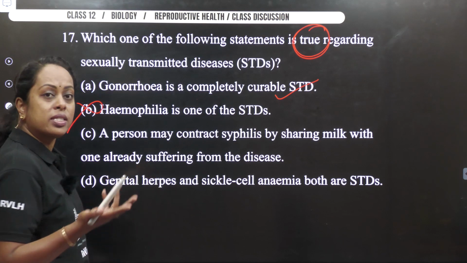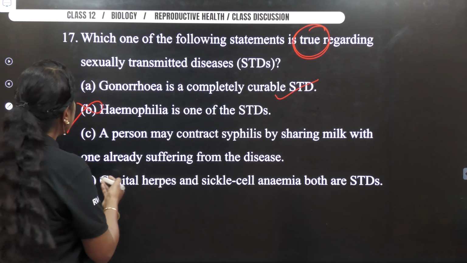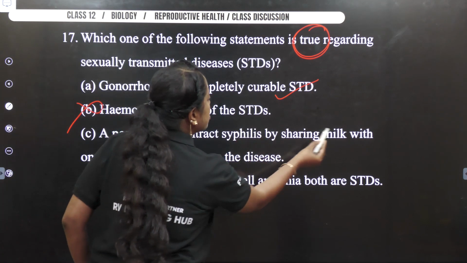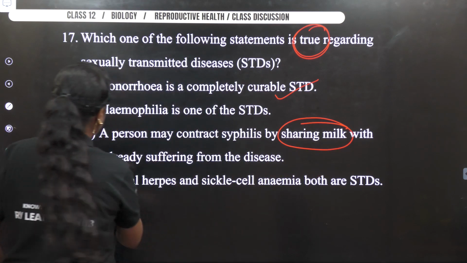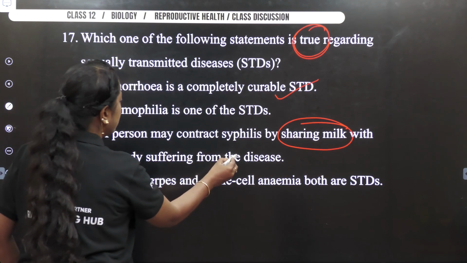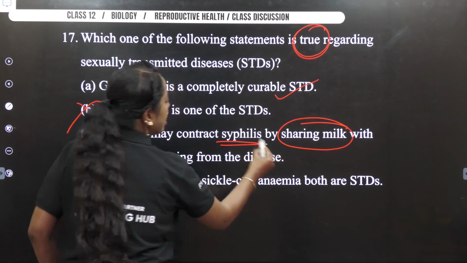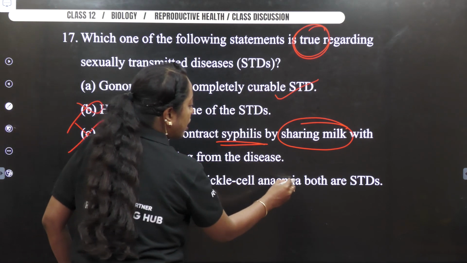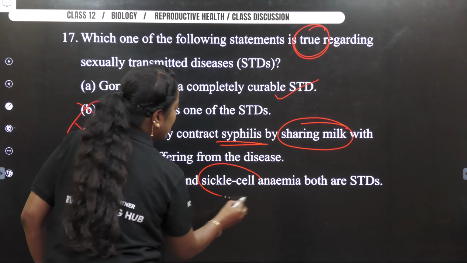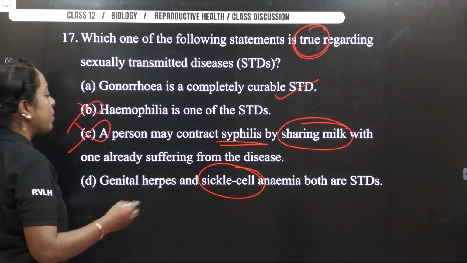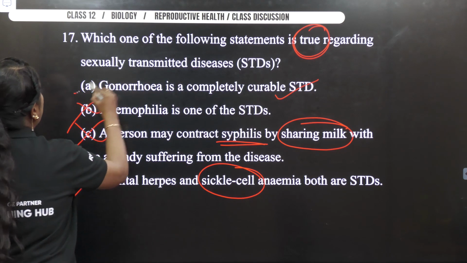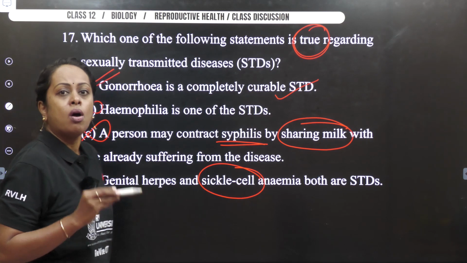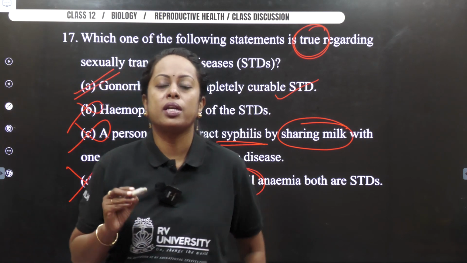So blood clotting is said to be very slow. Next, a person may contract syphilis sharing milk with one already suffering from the disease. Syphilis is said to be sexually transmitted, so thereby wrong. Genital herpes and sickle cell anemia both are STDs. Sickle cell anemia is not a sexually transmitted disease. Option D is wrong. So thereby our answer is what? Option A for this particular question.